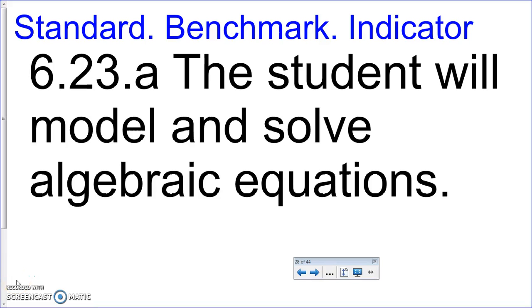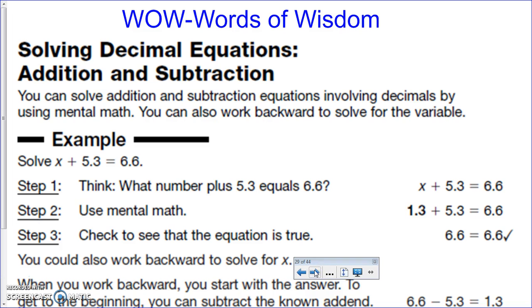Today we'll be working on decimal equations. Please copy the standard benchmark indicator on a clean page in your math notebook. The student will model and solve algebraic equations. Solving decimal equations, addition and subtraction.